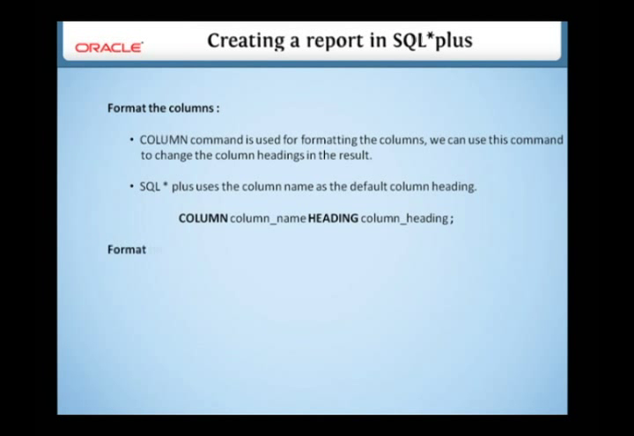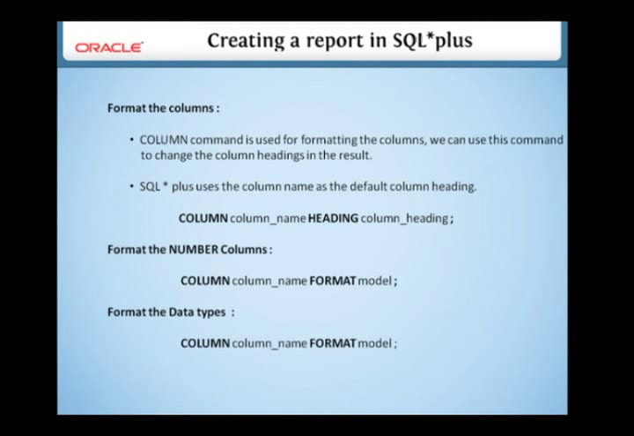Now we will see how to format the number column. We can also change the default number display using the column command. Here I will show the method of changing the default display. We can change the format of the number display using this general format: column column_name format model. This format model is used to add commas, dollar signs, angle brackets, or leading zeros to the numbers in a column.